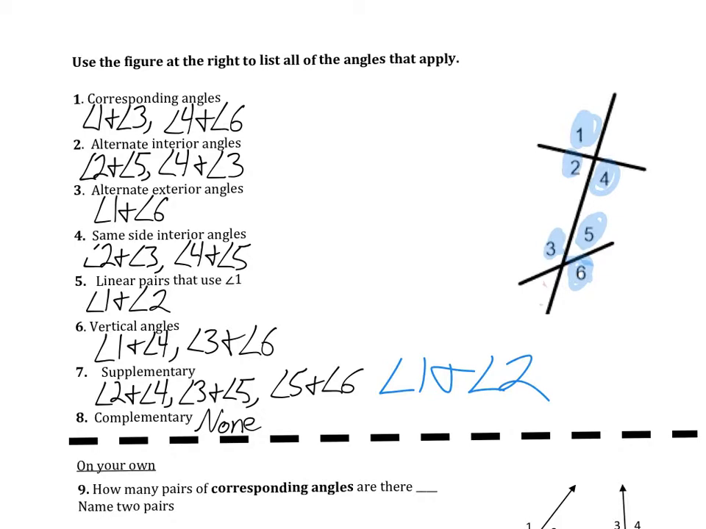Okay, very last one. Complementary. Complementary is just angles that add up to 90. But I'm looking at this, and I don't really have any markings, so I don't have anything that's really going to help me with this. So based off of my picture, I'm saying that there aren't any. I don't have enough information. They'd have to tell me more to be able to say that, yes, these two are complementary to each other.